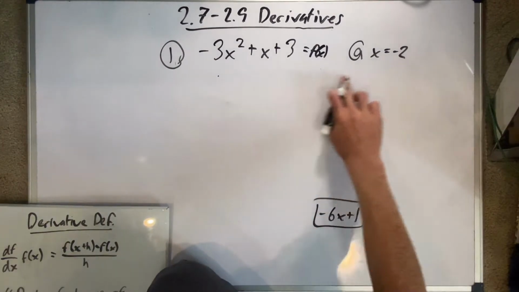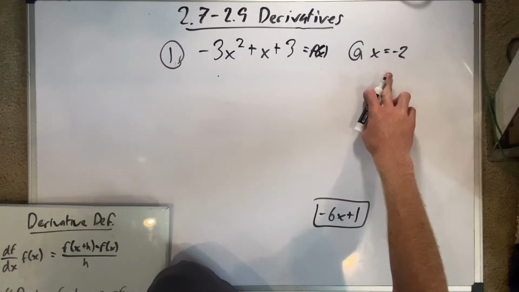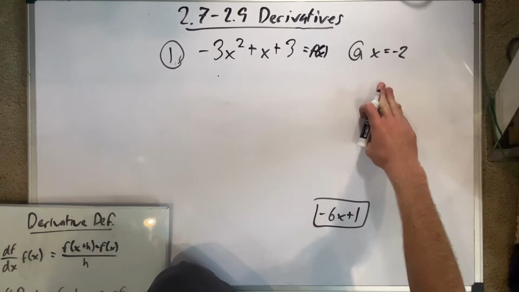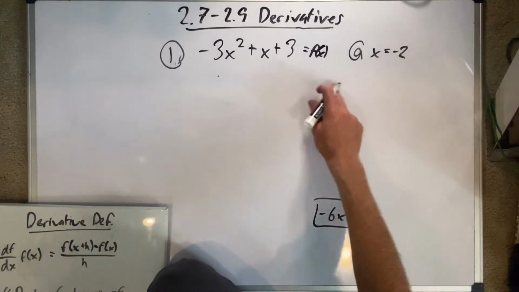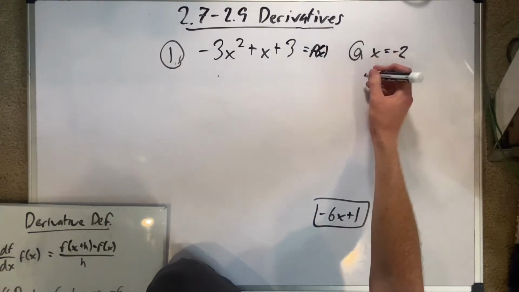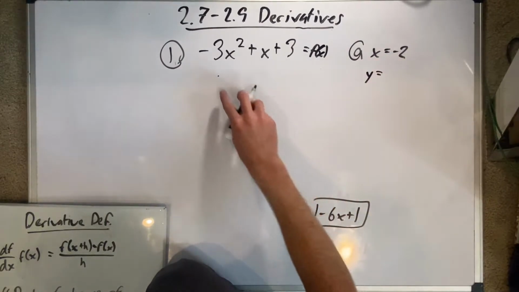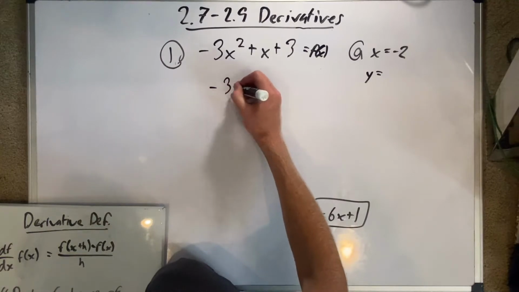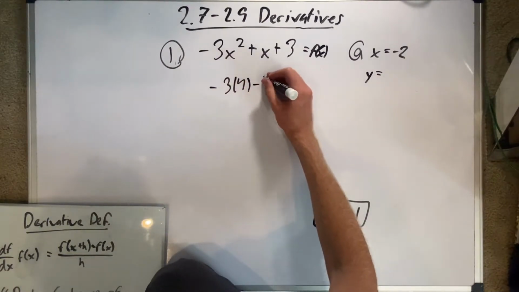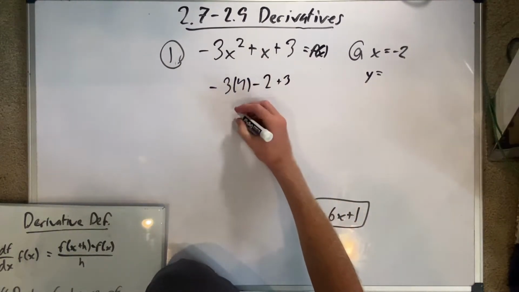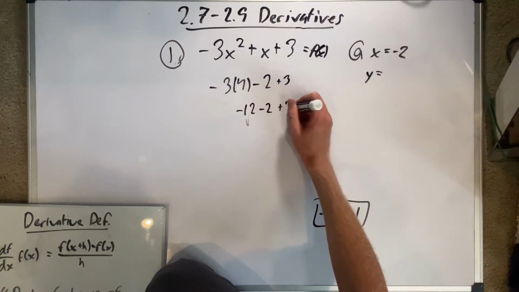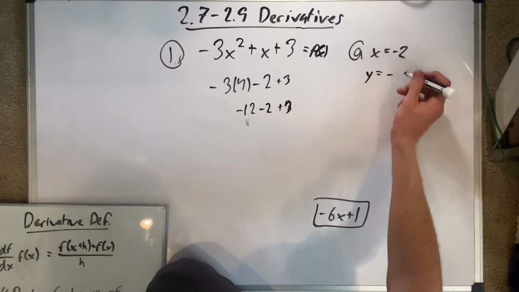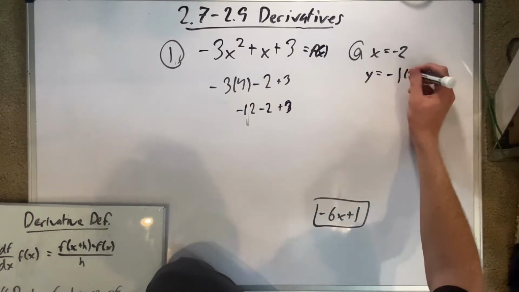So x is equal to -2. Okay, let's do this now. So first we need to find what it is at y. So we'll just plug -2 into here. So -3 times 4 minus 2 plus 3. So that's -12 minus 2 plus 3. So that's equal to -11.